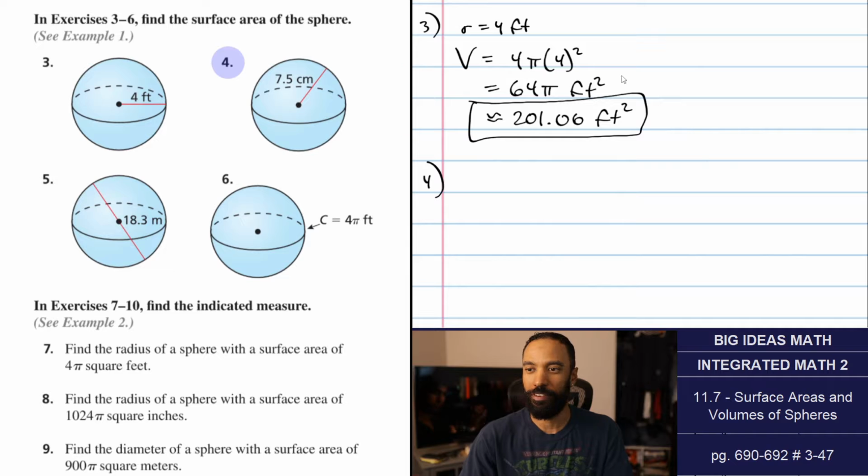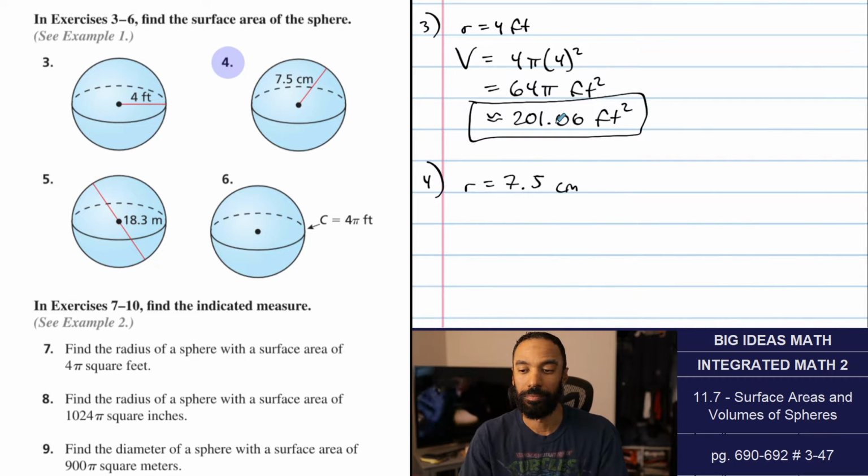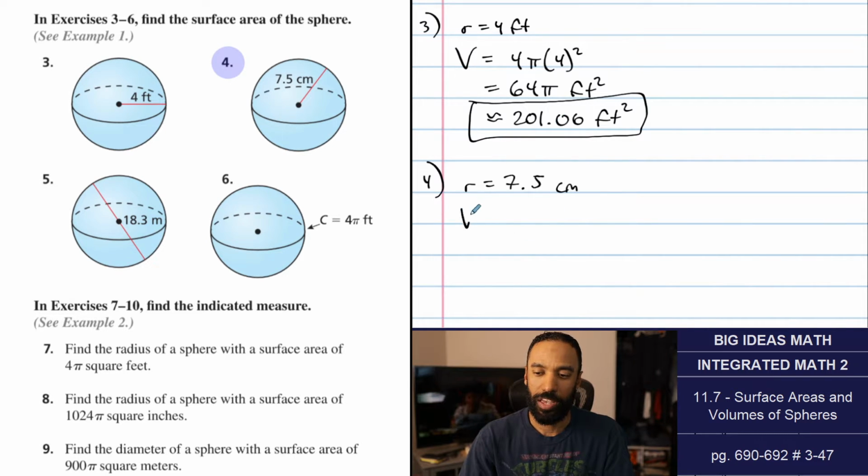Number 4, 7.5. That is still a radius. This 7.5 centimeters, just because it's not on the great circle that's drawn, doesn't mean it doesn't have its own great circle to work through, because it's still going through the center. It's from center to the surface of the sphere. So it's still a radius of 7.5.